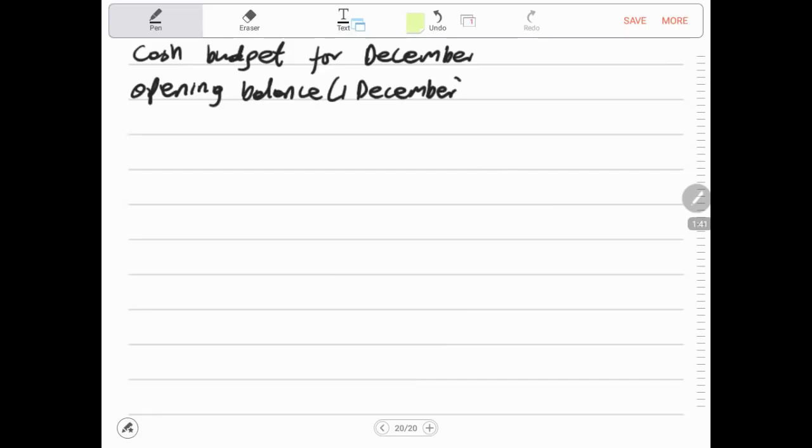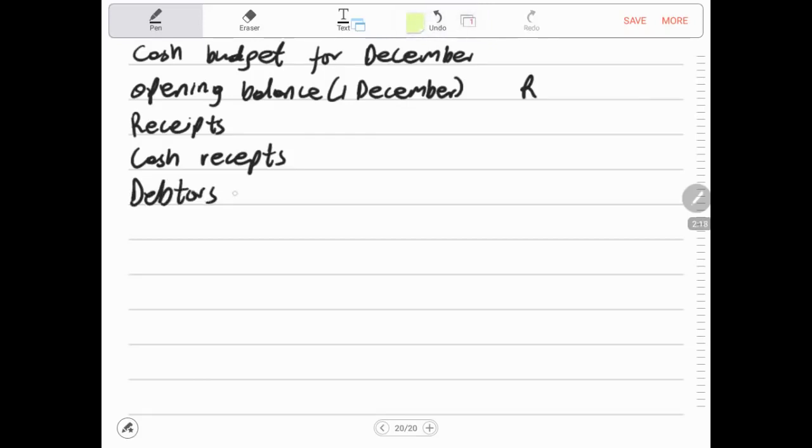We are not given the year, so I'll just check if there is any year. Then after the opening balance, I will write the amount of the opening balance. Then after that I record the receipts. After the receipts, there will normally be cash receipts. My cash receipt will be here. Sorry for the writing. Then after, there will be what we call debtors collection, where we collected for the credit sales.